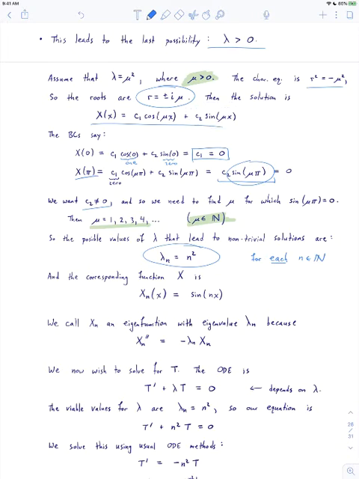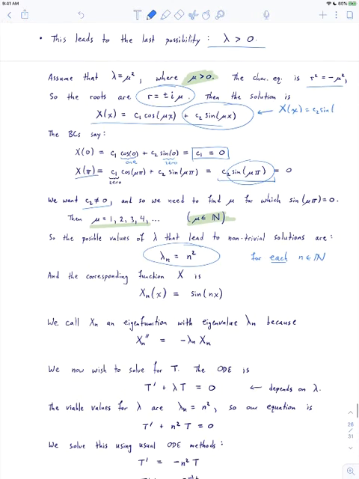So let me just rewrite that. This term goes away, and so capital X is just this term, where mu is equal to n. So capital X at lowercase x is equal to c2 times sine of mu x, where mu is some natural number. So those are our solutions.